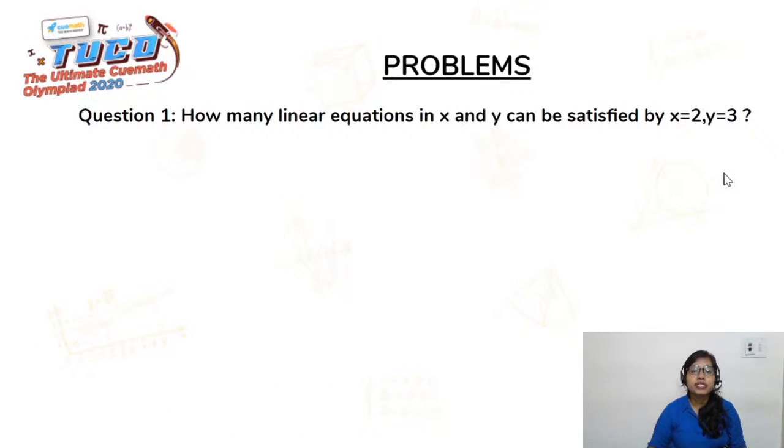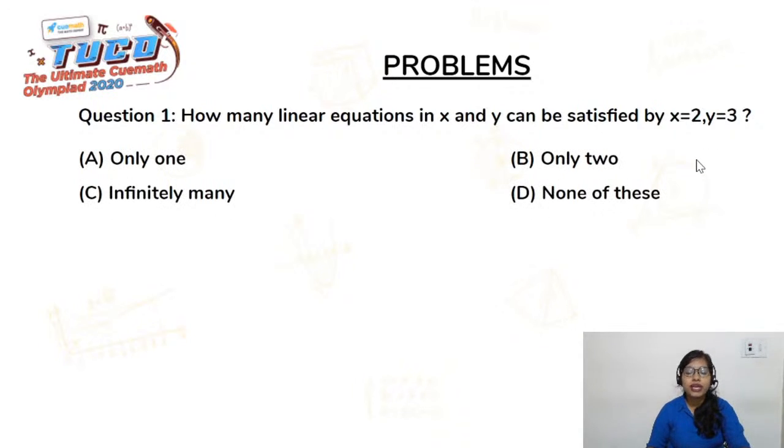So here goes your first question. I want all of you to give it a try and put your answers in the comment section. Okay. Until then, I'll also be solving this. How many linear equations in x and y can be satisfied by x = 2 and y = 3? And here go your options. Only one, only two, infinitely many, none of these. Okay. Any answer?